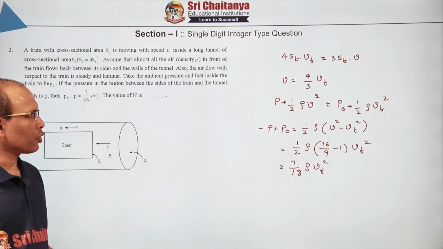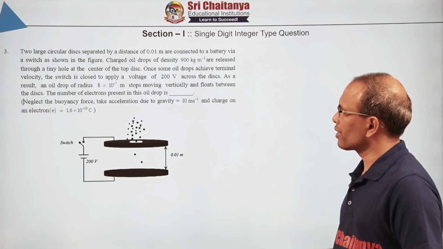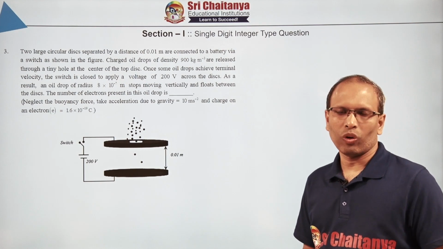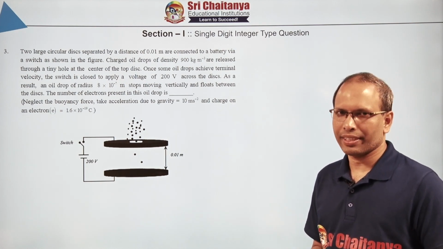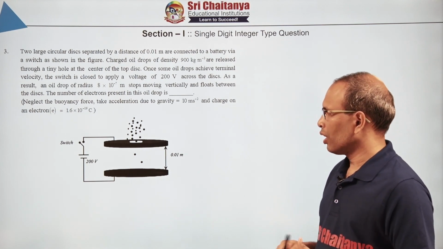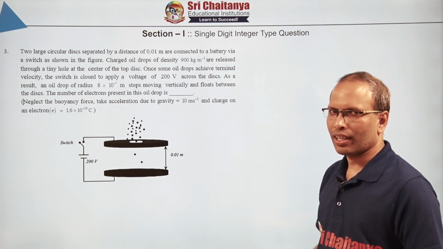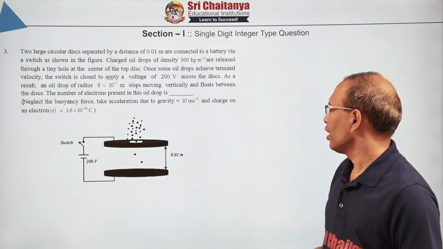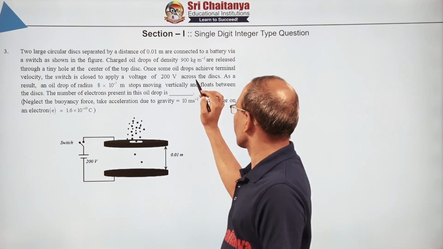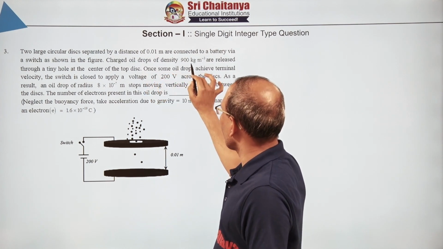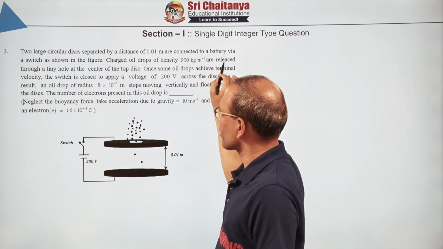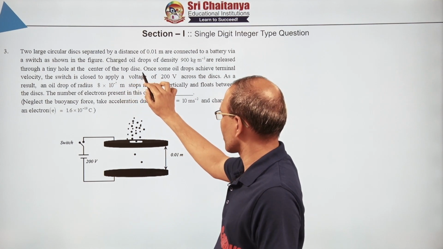Now let us see the third question. By looking at the diagram itself, most of us might have got an idea what this experiment is. This is the famous Millikan oil drop experiment setup, very similar to that. Now if you go through this, we can understand what he is asking. Charged oil drops of density 900 kg per meter cube are released through a tiny hole at the center of the top disc.